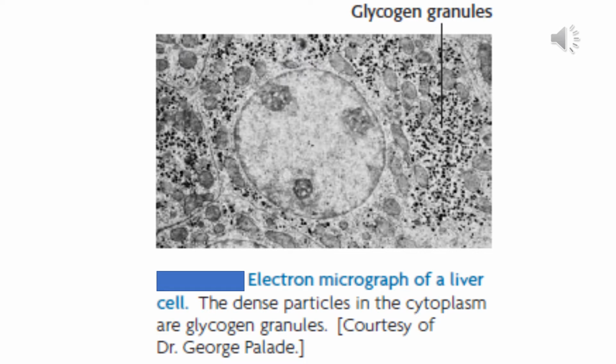Glycogen is seen in the cytoplasm in the form of glycogen granules. From this picture, you can see it very clearly. The large circle seen in the center is the nucleus. Outside that, small dark granules, just like mustard particles, can be seen.